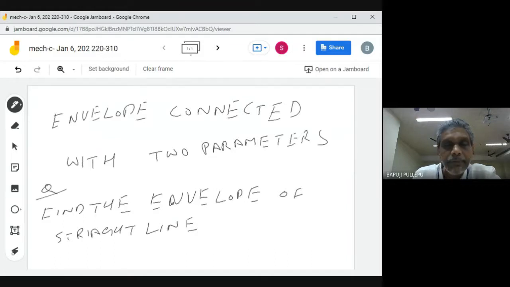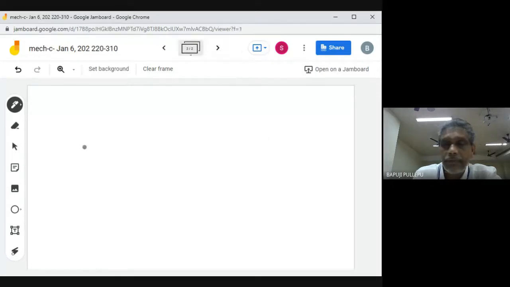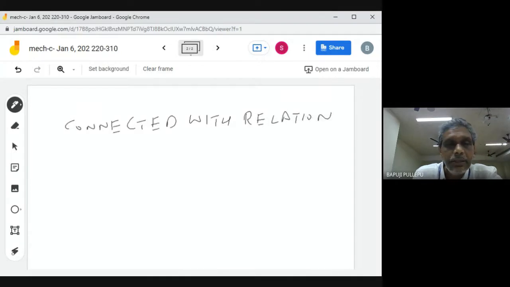Straight line x by a plus y by b is equal to 1, where a and b are parameters, connected with the relation a power n plus b power n is equal to c power n. Now you can see, what is my equation here? a and b are two parameters. Then what is my equation? x by a plus y by b is equal to 1.